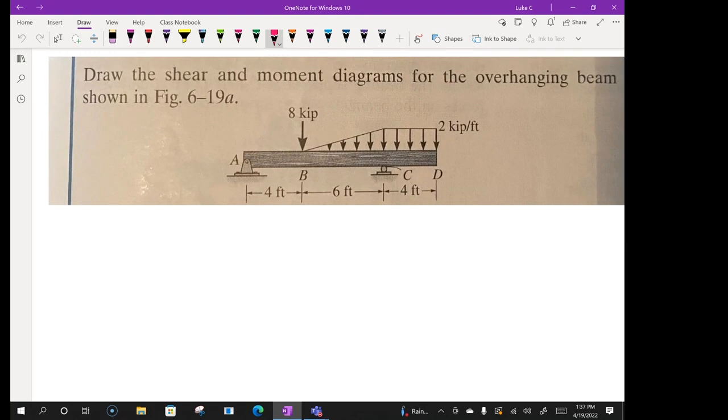Yeah, it's fine. You need to find the reactions at A and C. Yes. So if we draw a free body diagram, here's the beam. There's a reaction AY. Actually, it's hinged, but there's no X forces, so we don't even have to worry about that. We have 8 kips here. Then we have CY here.